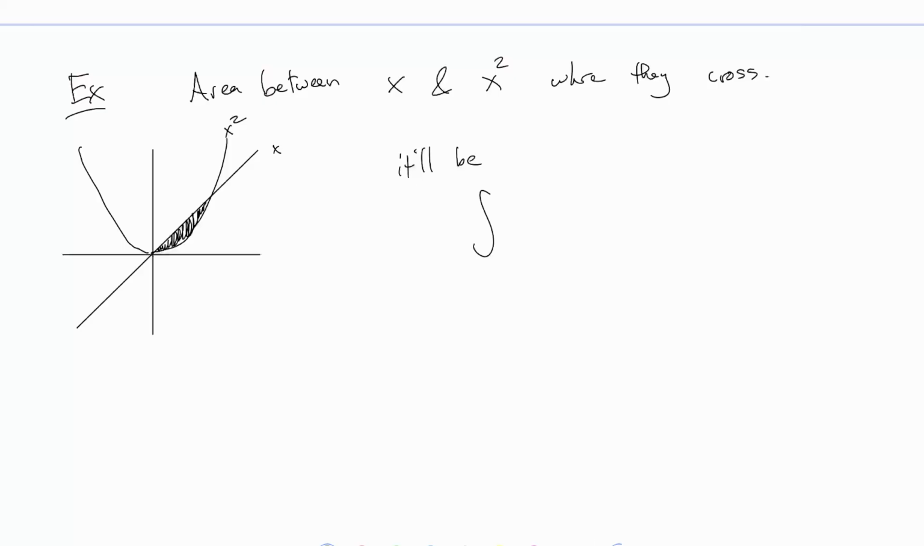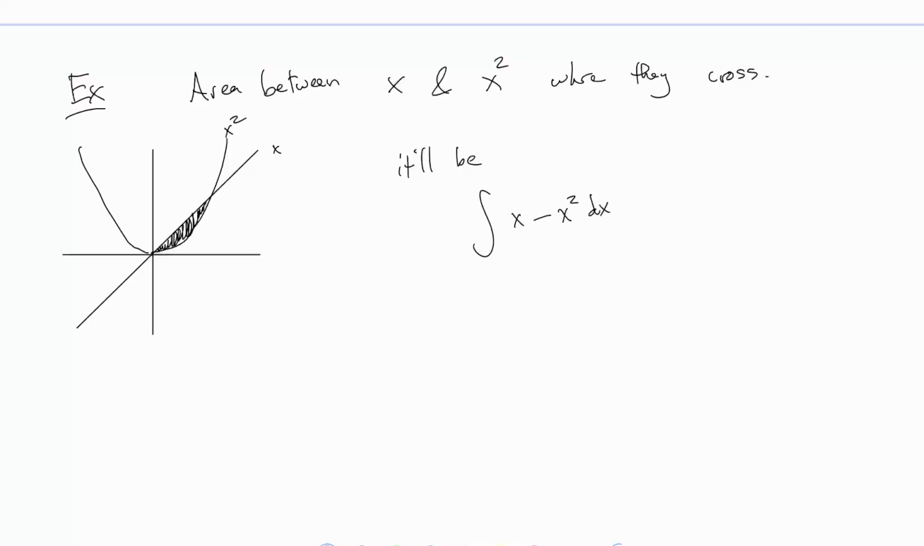Usually x squared is bigger than x, but when I'm talking about this region right here, the larger function, that is the one higher up on the y-axis, is x, and then the smaller function is x squared. So it's going to be the integral of x minus x squared dx.